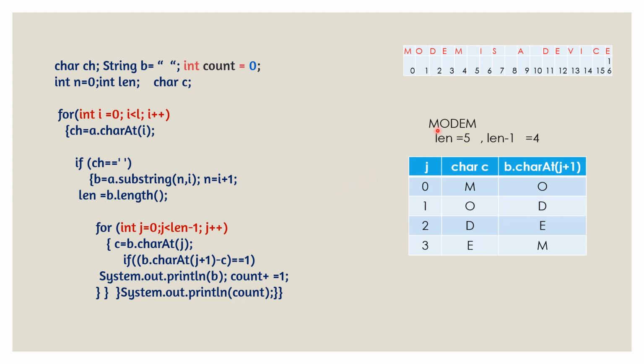So the output will be modem and a device in this case, because here also 2 consecutive letters are coming, and here also we can see 2 consecutive letters are coming. If the condition is true, the word will be printed, and in the end the count will be printed. Hope you have understood the concept.